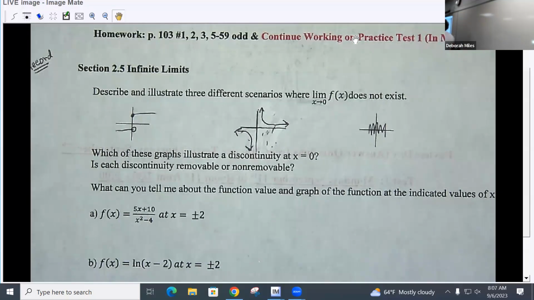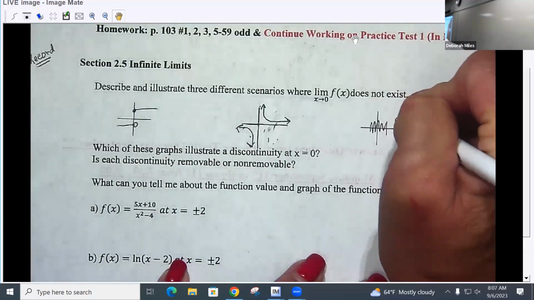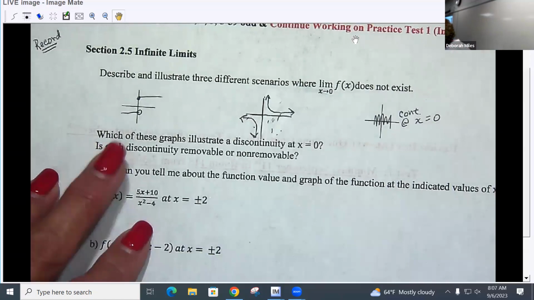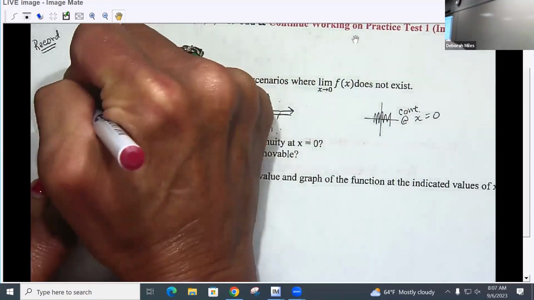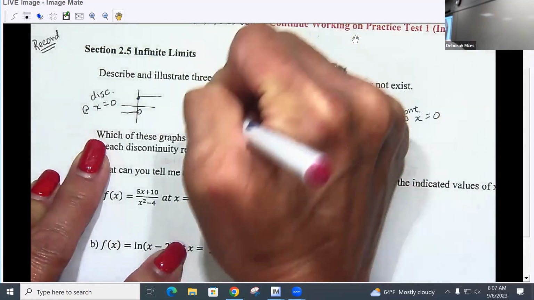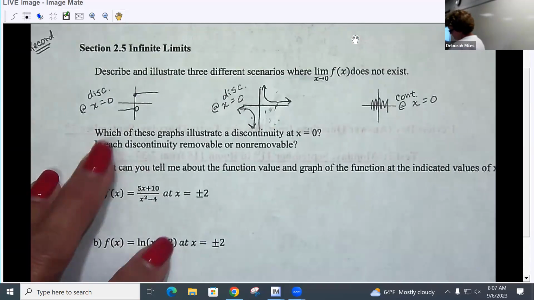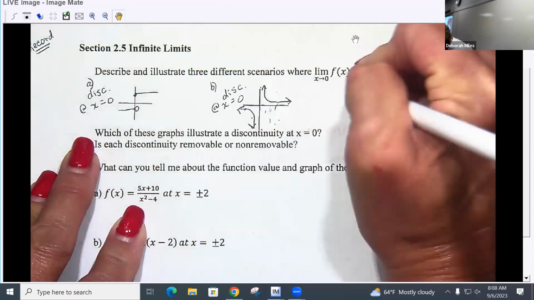First and second. The third's not discontinuous at 0. The limit just doesn't exist as x approaches 0. So I'm going to put on this last one, continuous at x equals 0. And the other 2 are discontinuous at x equals 0. If I label those 3 scenarios A, B, and C.